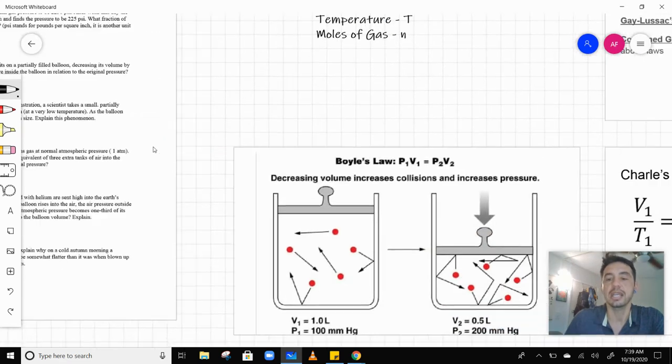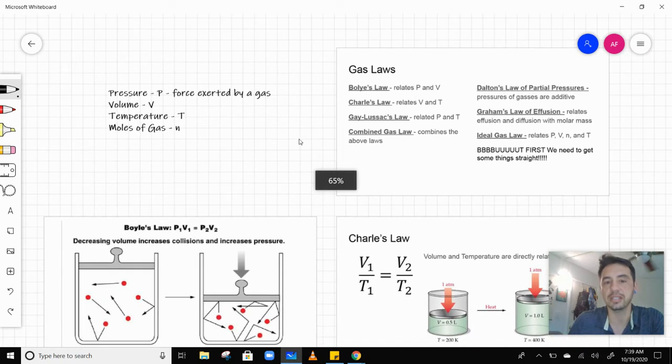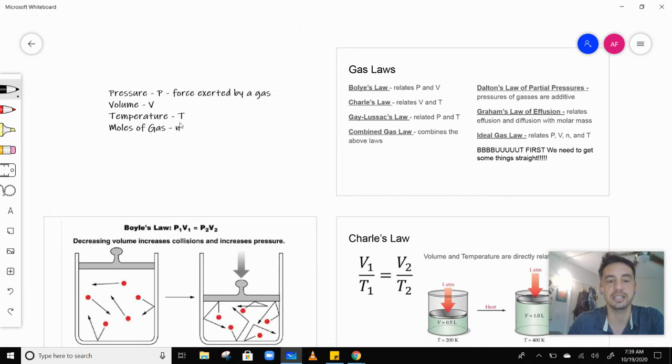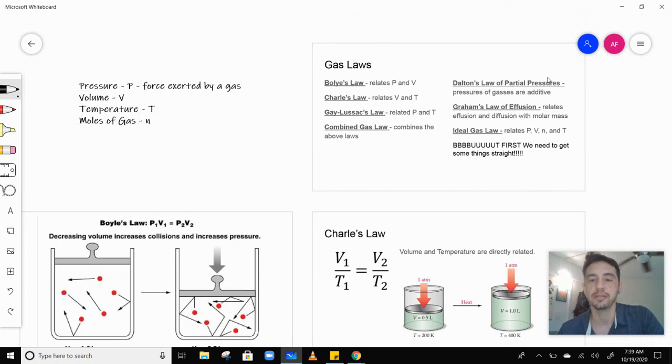Now let's talk a little bit about the relationship between these four variables: P, V, T, and N. I'm not going to talk about N today in terms of formulas, but I am going to talk about the other three in terms of some gas laws. There are four laws we're going to talk about today, and then we'll talk about the other one another time.